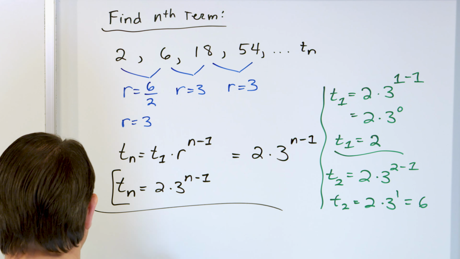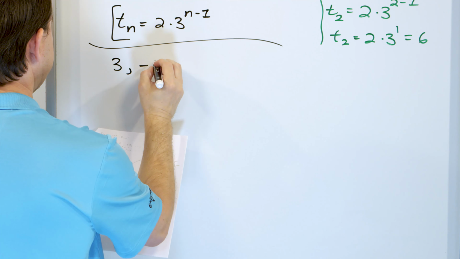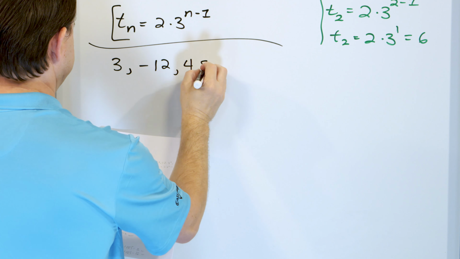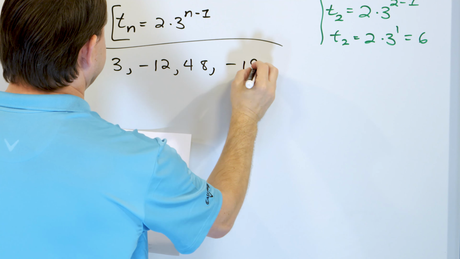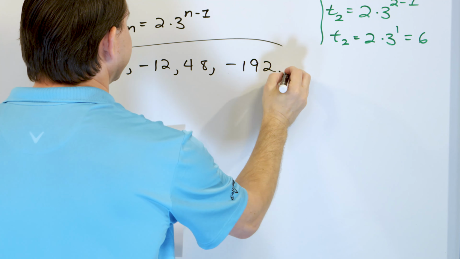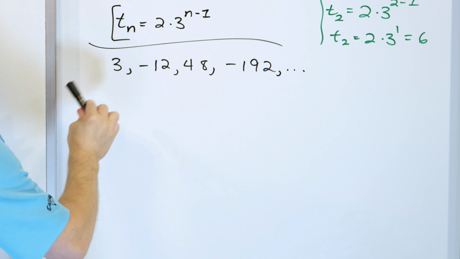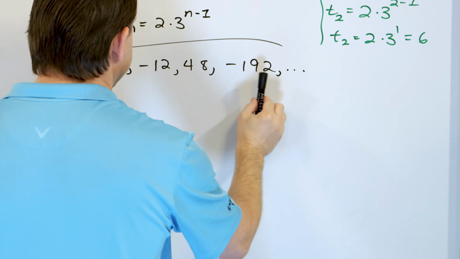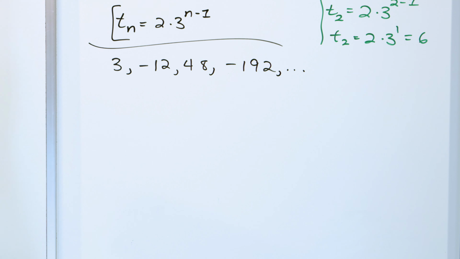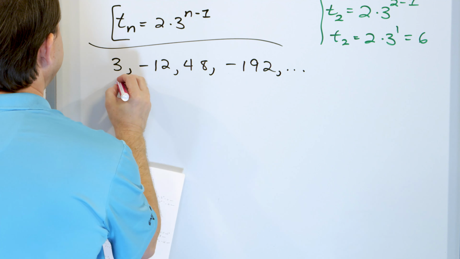All right, next problem. What if I have 3, negative 12, 48, negative 192, ... Do not worry if the terms alternate in signs like this. We're going to see how that works out. All right, so what do we get right here?